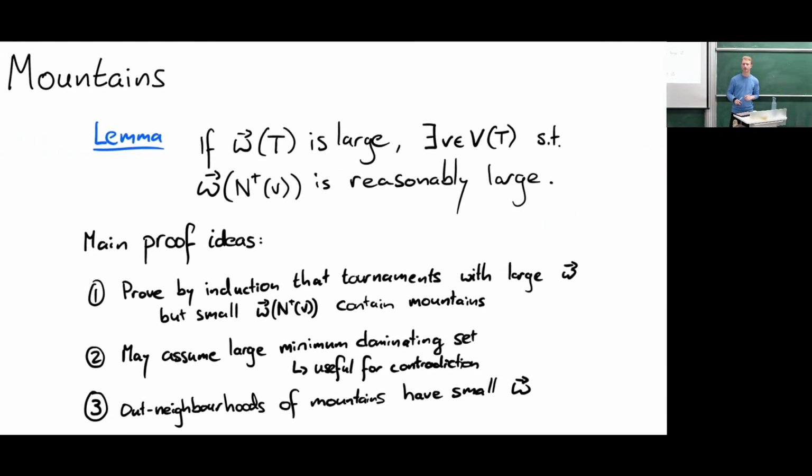Sorry, I'm a bit confused. Are 2 and 3 some tools you use to prove 1? Yes, we use 2 and 3 to prove 1, because if you prove 1, you are done, essentially. 1 is the general proof strategy. 2 and 3 are observations that we use to prove 1. Okay, thank you. Good question.